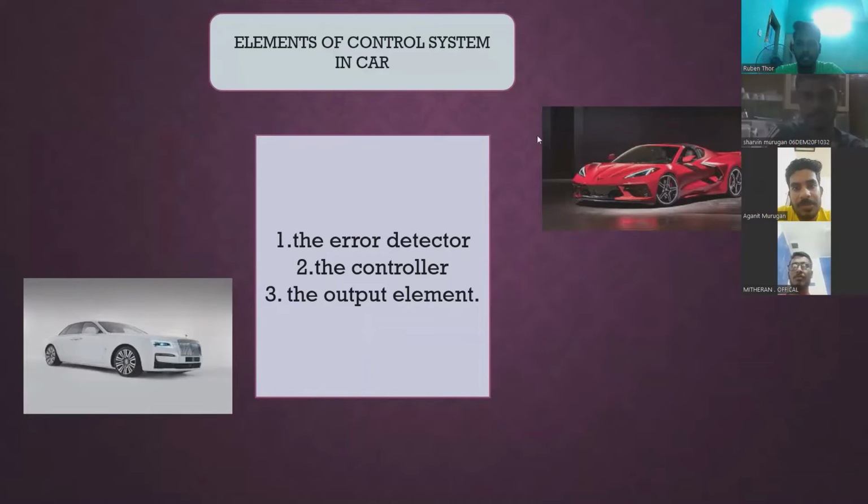What are the elements of a control system in the car? First thing, error detector. Second thing is controller. And third, output element. So for continuation, my team member Sharvin will be continuing the presentation. Thank you, Aganit. Next slide, please.